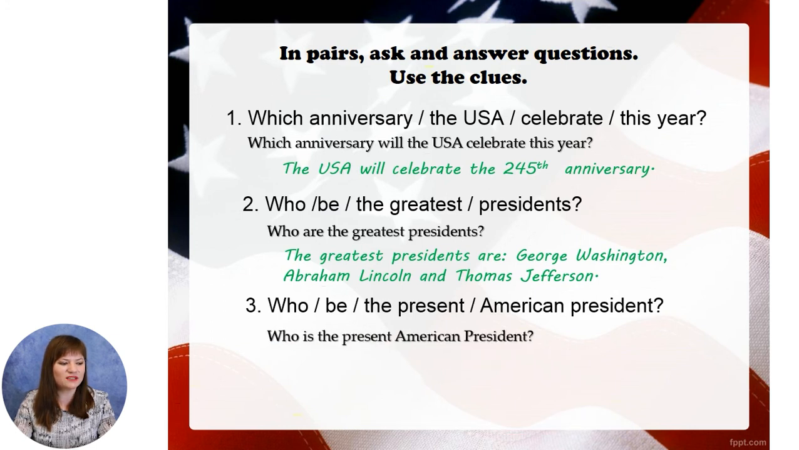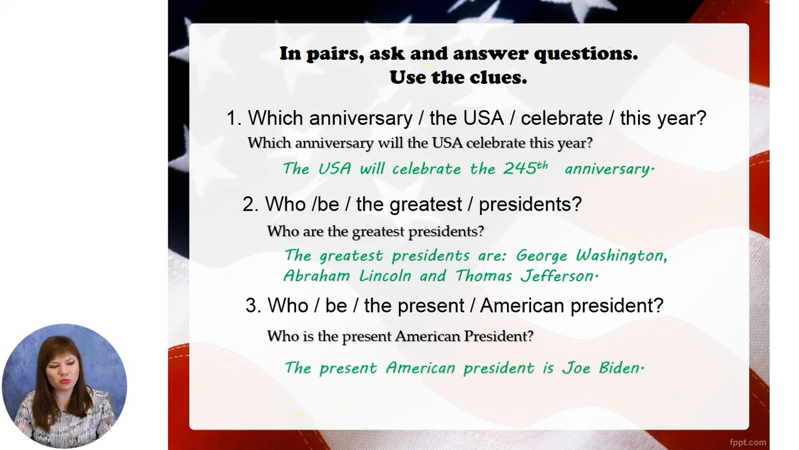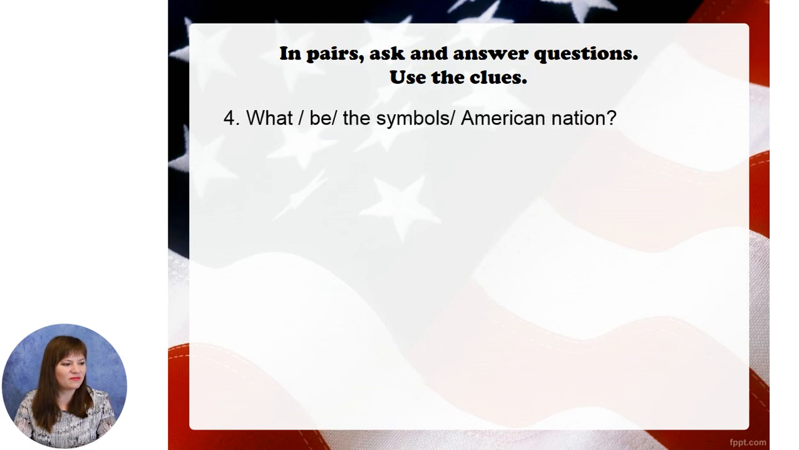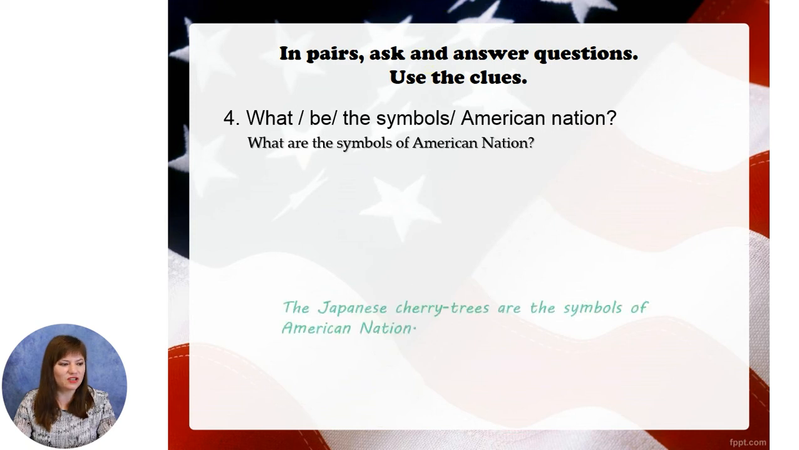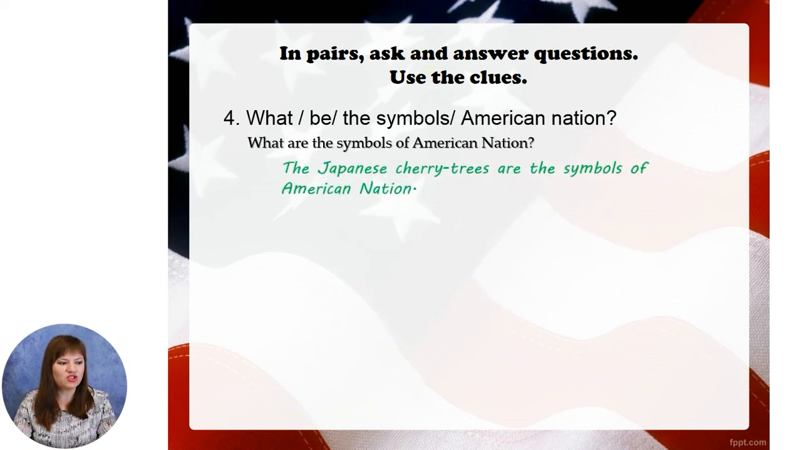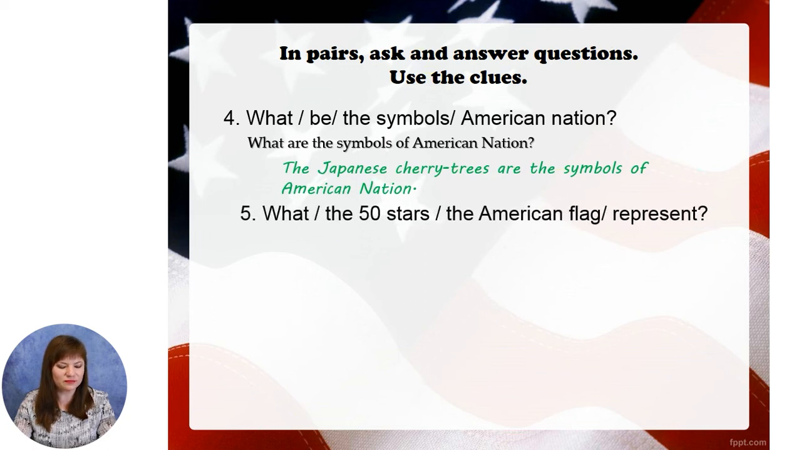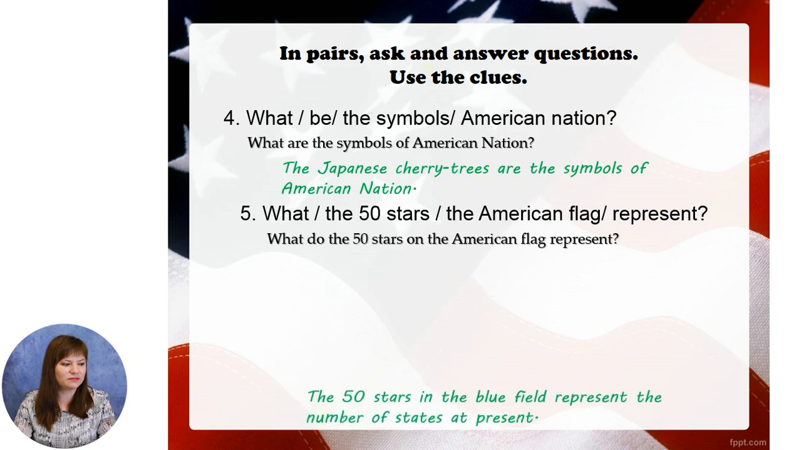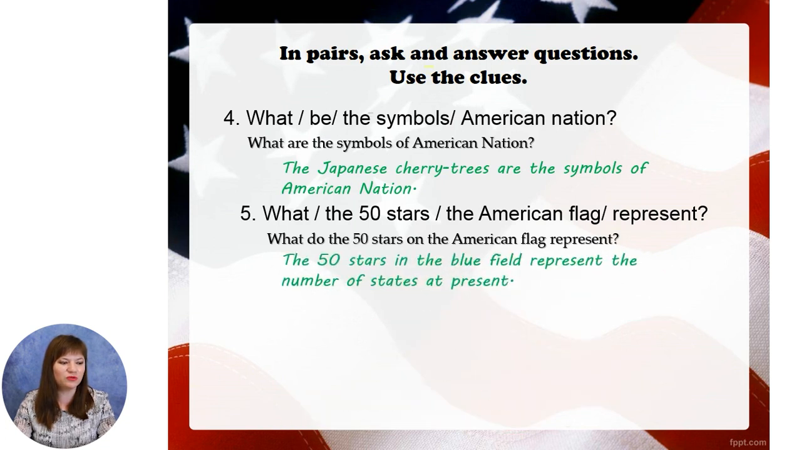Who is the present American president? The present American president is Joe Biden. What are the symbols of American nation? The Japanese cherry trees are the symbols of American nation. What do the 50 stars on the American flag represent? The 50 stars in the blue field represent the number of states at present.